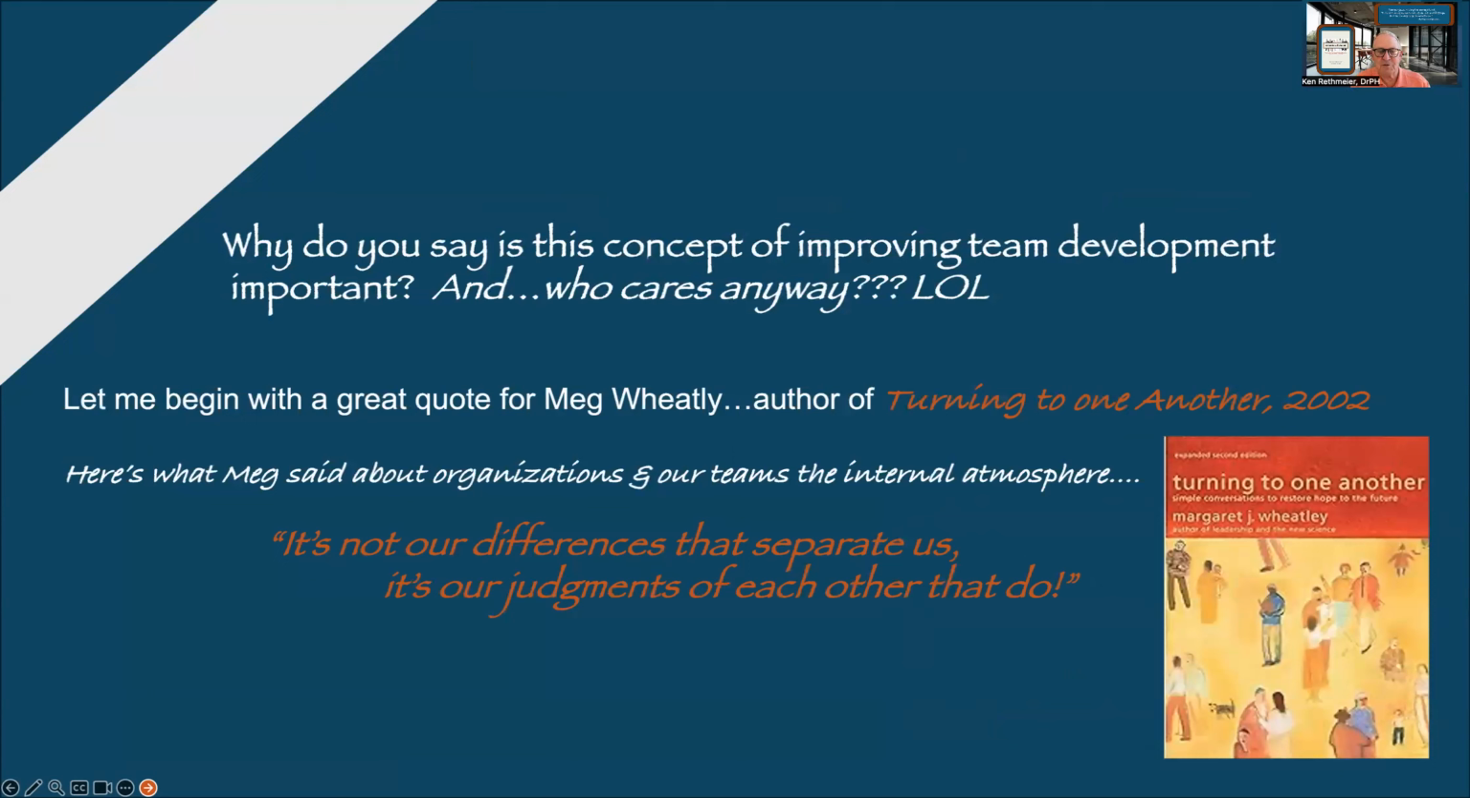Now, here's a couple of pieces of information. What do you say about this concept of improving team development? Is it important? And then I say, who cares anyway? Laugh out loud. Let me begin with a quote from the great lady, Meg Wheatley, in one of her books, Turning to One Another, in 2002. I think that book had a sentence that sticks with me every single day, every day that I'm working. When I was doing my consulting, the same thing.